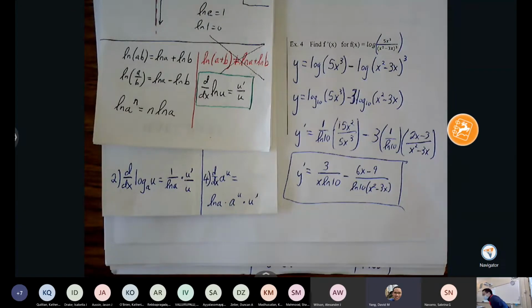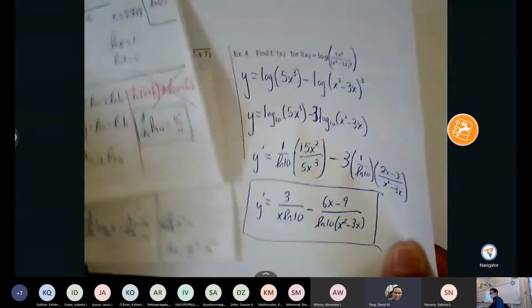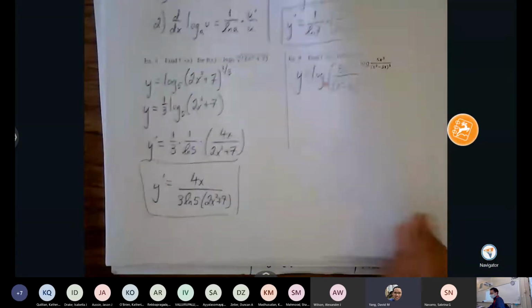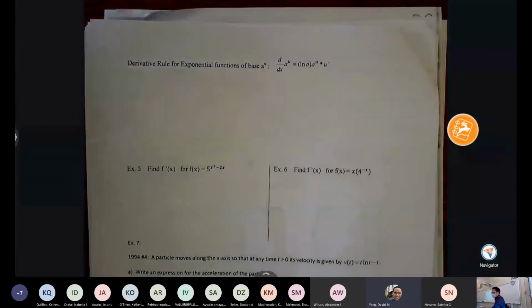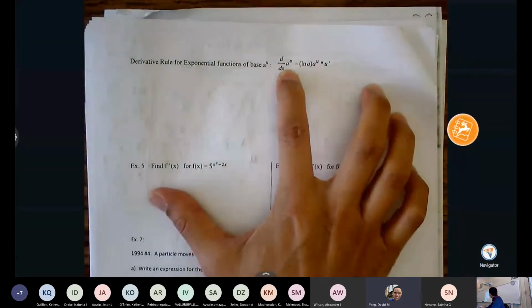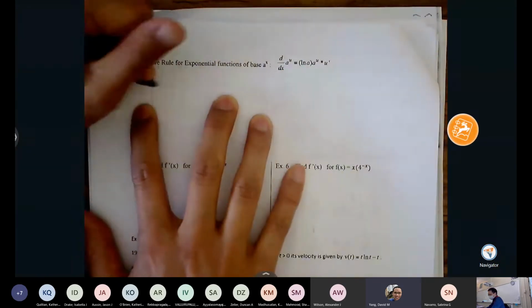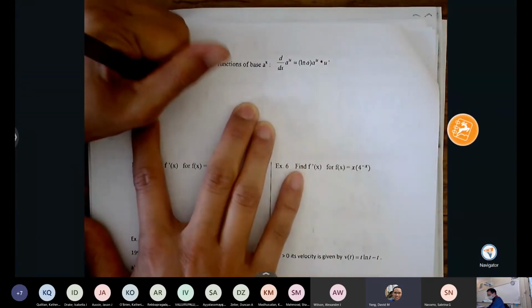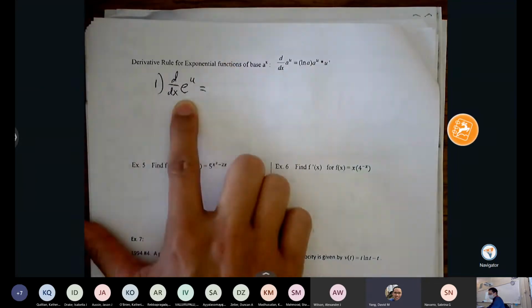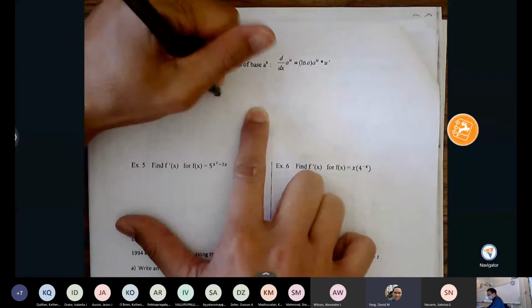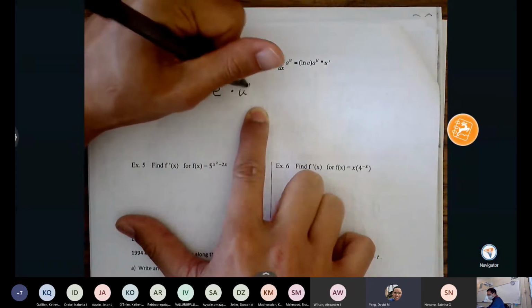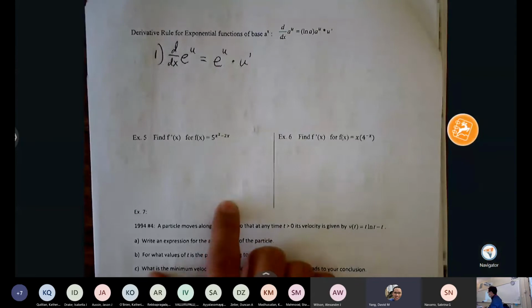So let's look at exponential functions that are not base e on the next page. Let me start by reviewing what we do know how to do. We know how to handle the derivative of an exponential function that's base e. So as a reminder, we know that e to the u is just an easy process, right? It's just the original function times the exponent's derivative. All right, we know e to the u.